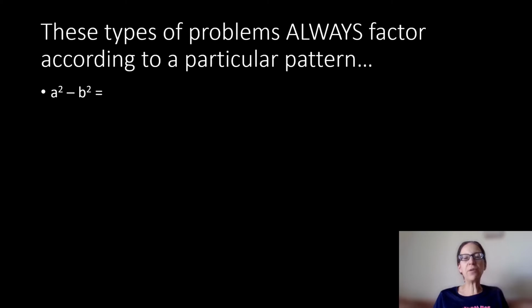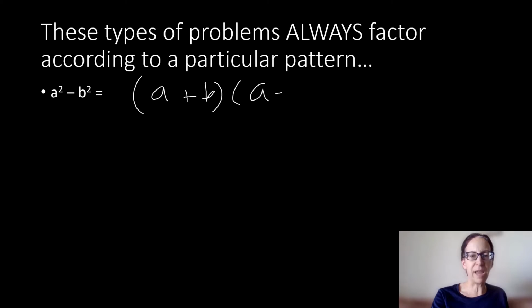So these types of problems always factor according to a particular pattern. So this right here, let me turn the pointer on, is the difference of two squares. Now here's the difference, okay, is subtraction. And then the two things that are being subtracted are, again, these things called perfect squares. When you factor them, you will always get a plus b times a minus b.